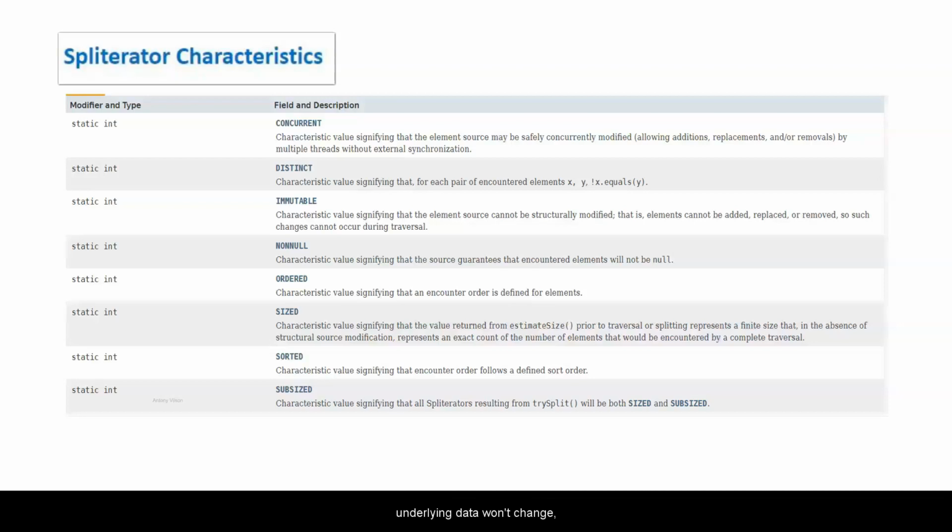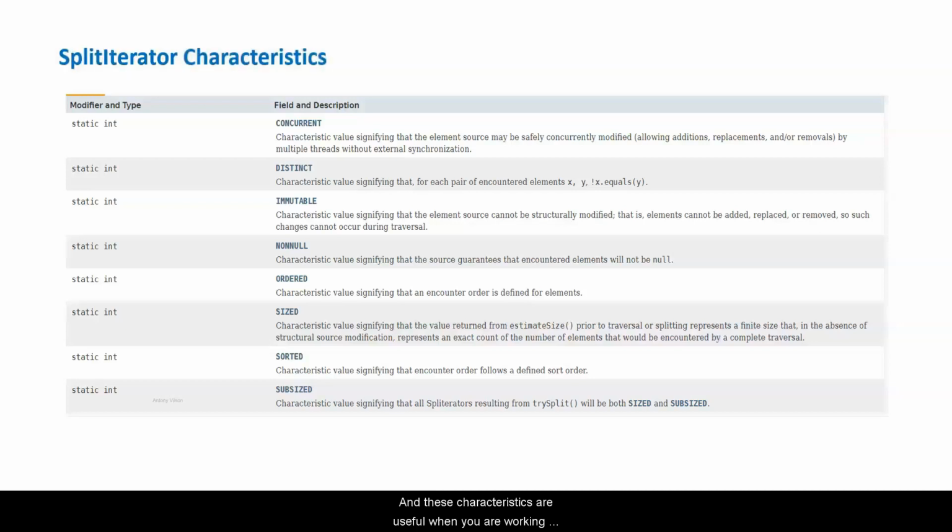Immutable promises underlying data won't change. Concurrent promises that the underlying data can be modified concurrently. Subsized promises that the sizes of the Spliterator are known. And these characteristics are useful when you are working with the Stream API.